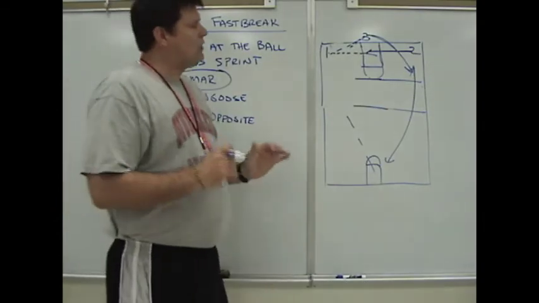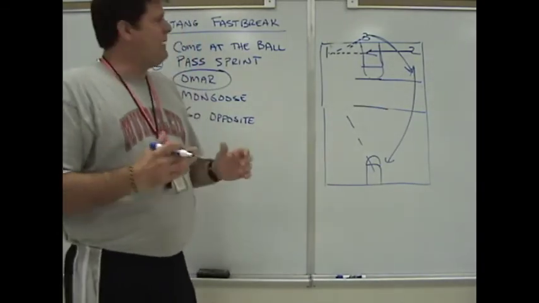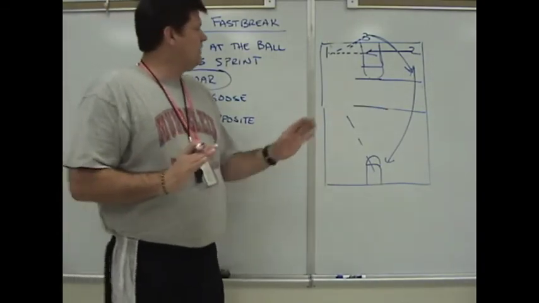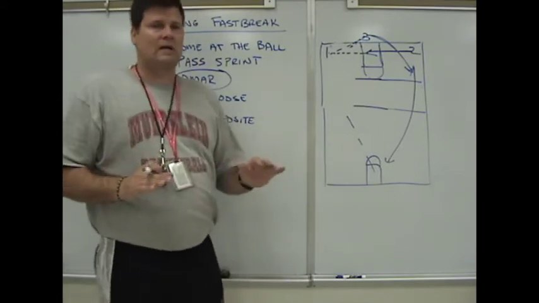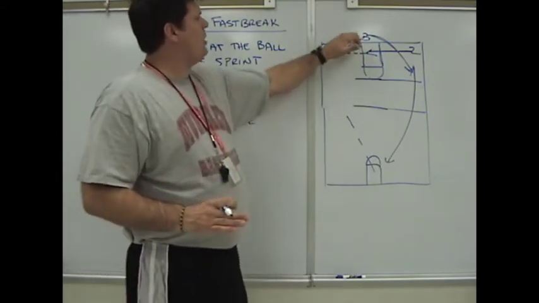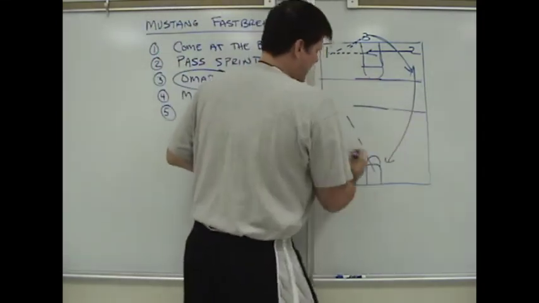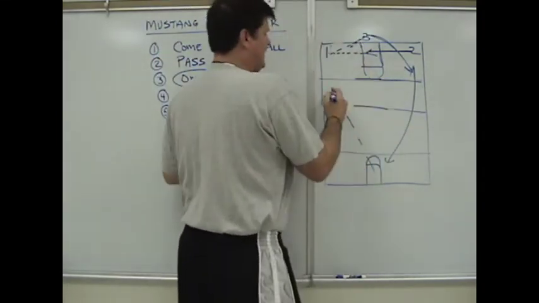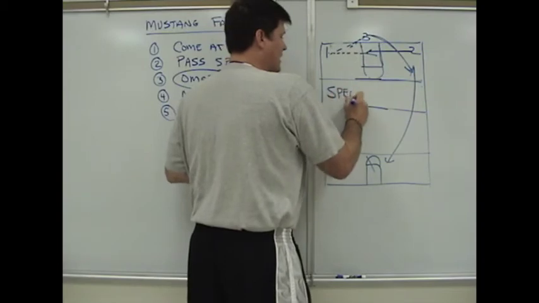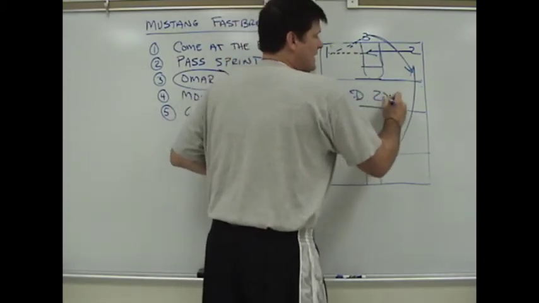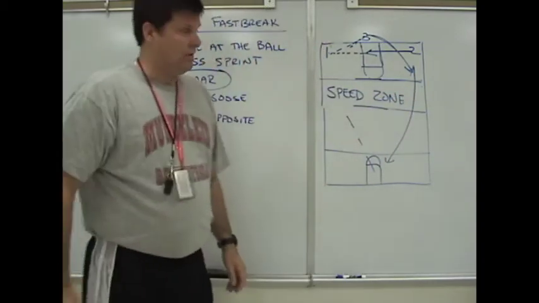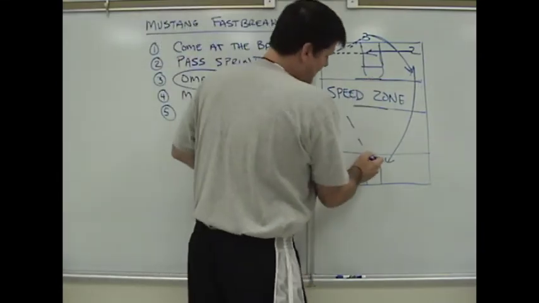And the key to all the things that we do are based on time. One of the things that you can do in your practices is work on time: how fast can we get the ball inbounds to half court? How fast can we go from this area to this area, top of the key to top of the key, which we call the speed zone? How fast can we get through the speed zone?